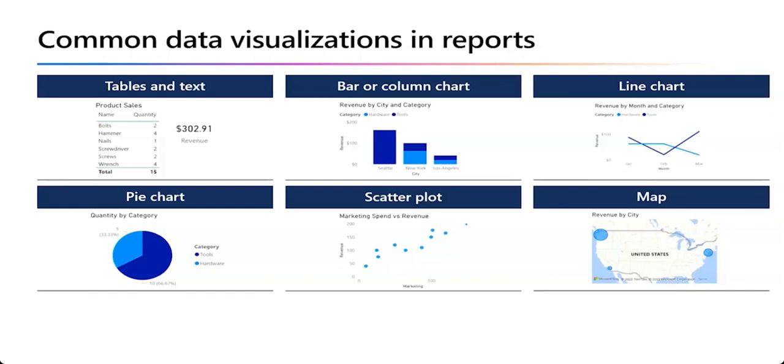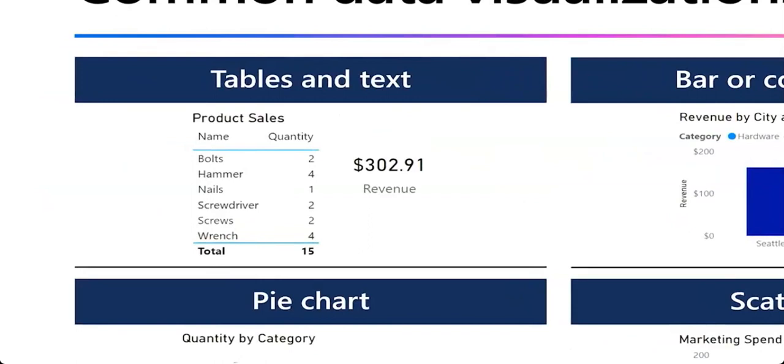Tables and text. Tables and text are often the simplest way to communicate data. Tables are used when numerous related values must be displayed, and individual text values in cards can be a useful way to show important figures or metrics.